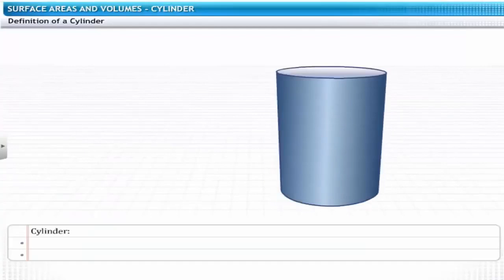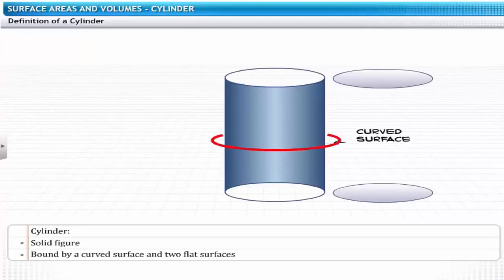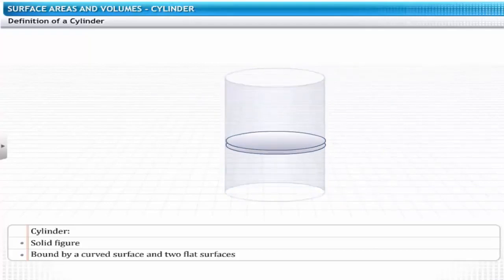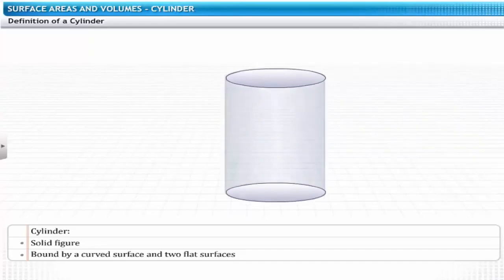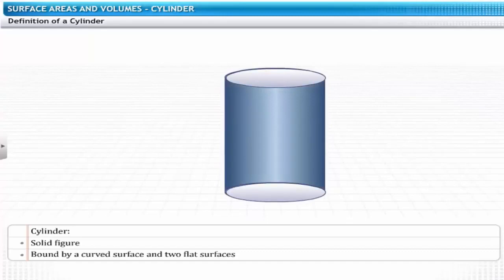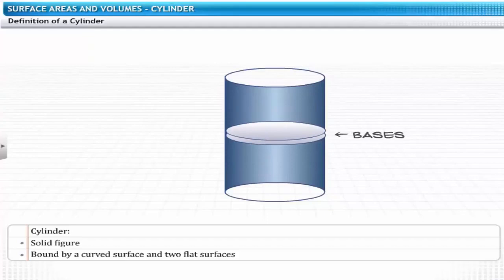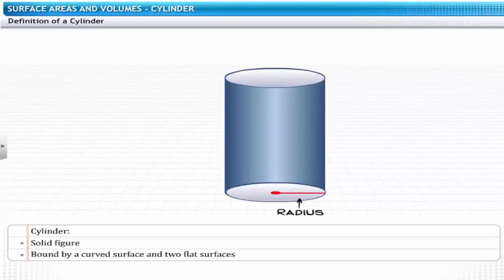A cylinder can be defined as a solid figure that is bound by a curved surface and 2 flat surfaces. The flat surfaces are made up of 2 congruent circles that are parallel to each other. These flat surfaces are called the bases of the cylinder. The radius of the circle is the radius of the cylinder. The perpendicular line that passes through the centers of the 2 circles is the height of the cylinder.